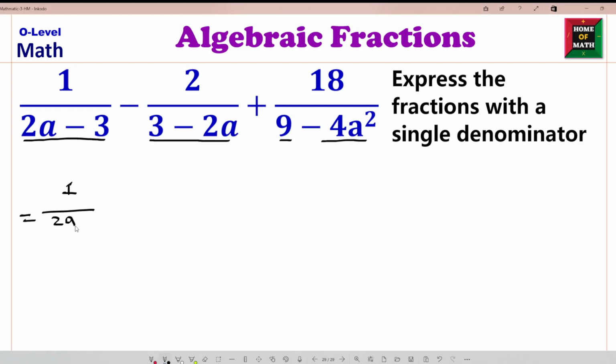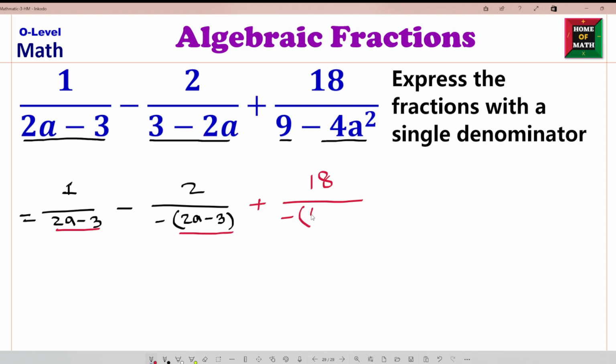Divide 2a minus 3, minus 2. Here we can take common minus, so we can write 2a minus 3. Look, here 2a minus 3 and 2a minus 3 look similar, the same thing, plus 18 divided by, here we also take common minus, so it will become 4a square minus 9, right?